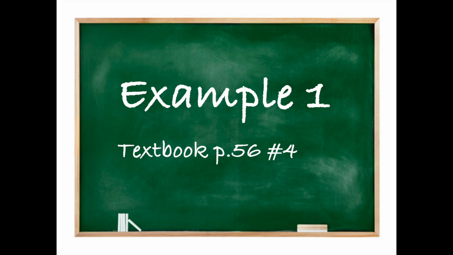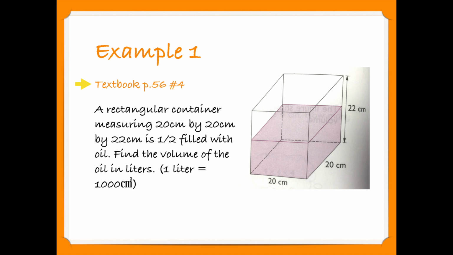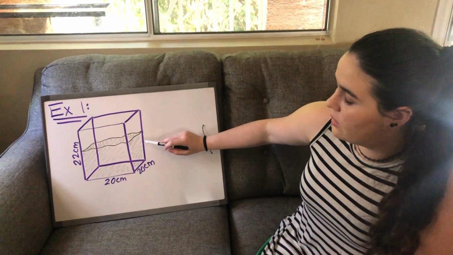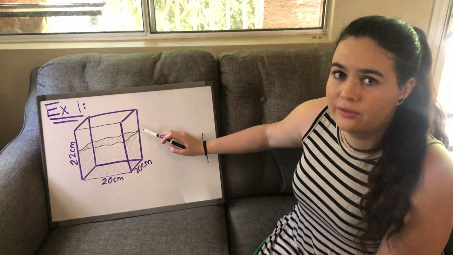Example 1, textbook page 56, number 4. A rectangular container measuring 20 centimeters by 20 centimeters by 22 centimeters is half filled with oil. Find the volume of the oil in liters. Remember, 1 liter equals 1,000 centimeters cubed. We are going to find the volume of the oil when this container is half filled.